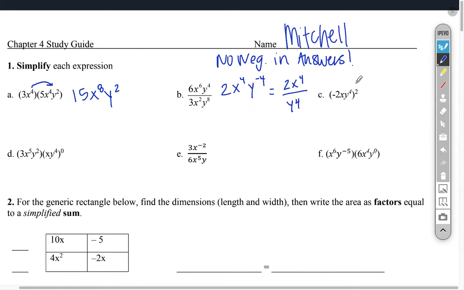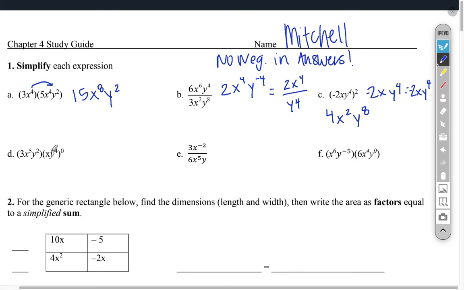Okay, and now we've got a squared term, right? So that means that we're going to do negative 2x y to the fourth power times negative 2x y to the fourth power. So it's multiplied by itself. So I have negative 2 and negative 2 is going to be positive 4. X and x gives us x squared. Y to the fourth power and y to the fourth power gives us y to the eighth power.